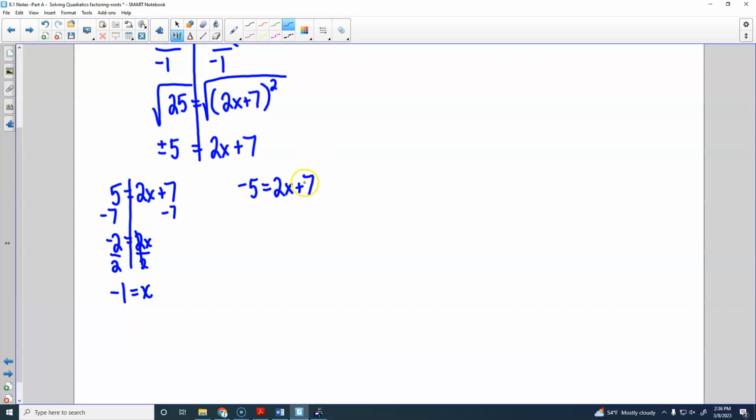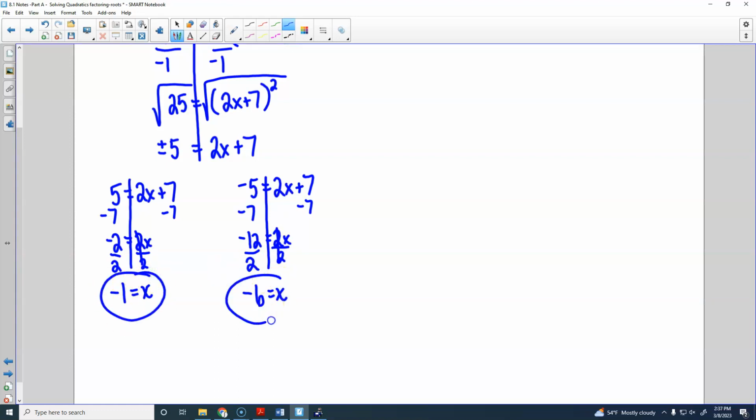All right, and then over here, we could subtract 7, negative 12 will equal 2x. Divide by 2, negative 6 will equal x. So these will be our two answers.